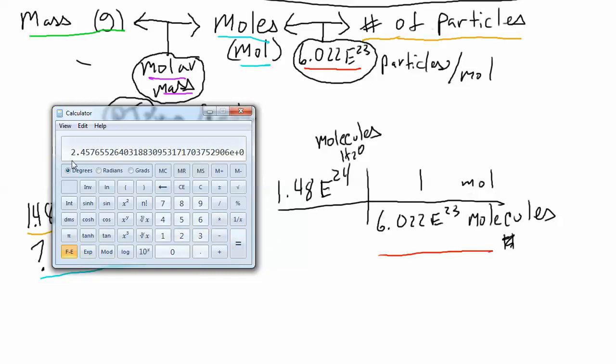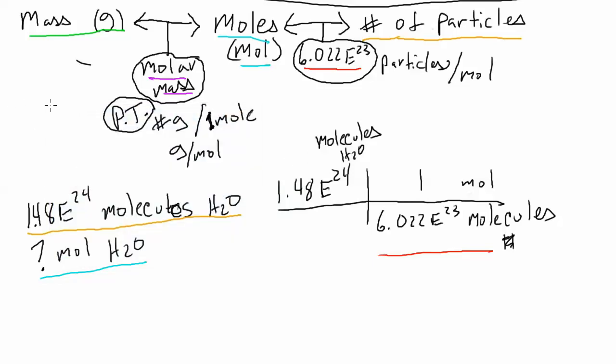And that comes out to, let's see, we got 3 significant figures there. We got 4, so we're going to use the smaller number, 3. So 2.457, because that is larger than 5, we're going to round that 5 up to 2.46. So 2.46, and you notice it says e to the 0, so it's just 2.46. 2.46 what? Moles, because molecules cancels, of water.